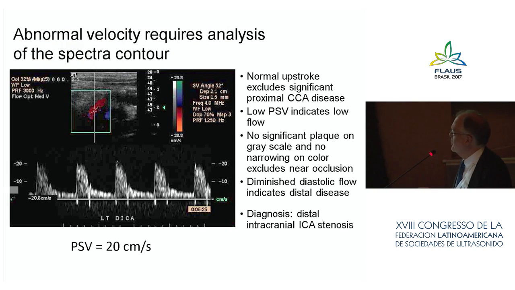I mentioned before that when you see an abnormal velocity spectrum or contour, you have to put this together to make a story that makes sense. So here's a spectrum from the distal internal carotid artery. Peak systolic velocity is only 20 centimeters per second. However, the lumen seems to be relatively large on color. There's no plaque in here, not a lot of turbulence, and the low peak systolic velocity indicates low flow. And so the diagnosis in this case happened to be a distal internal carotid artery stenosis.